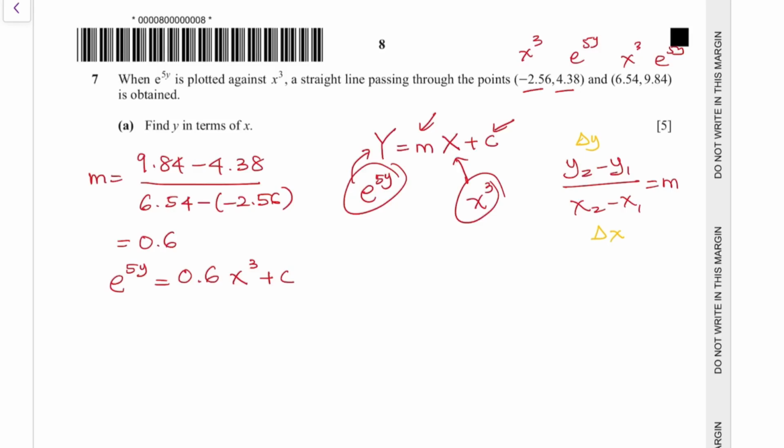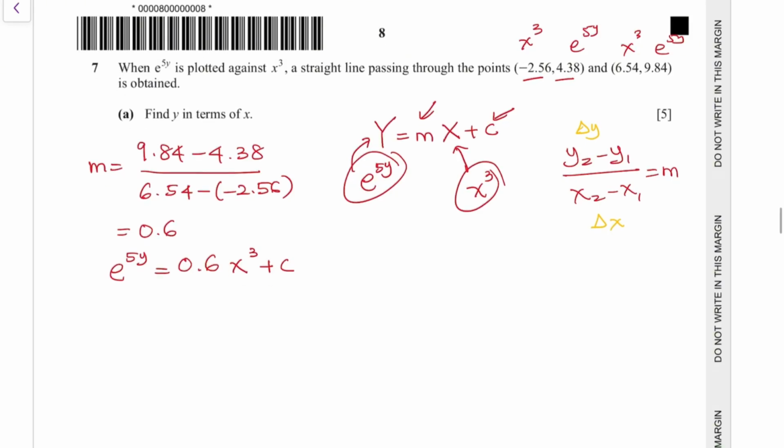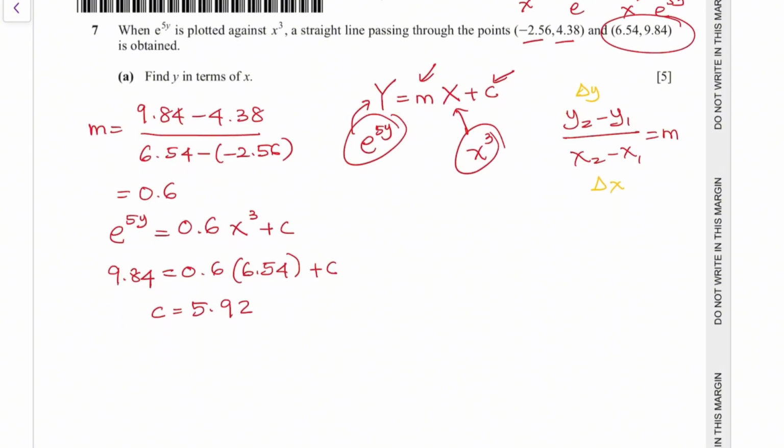Your next task is to find out the c. And how do you do that? You will be able to do so when you substitute any of the coordinates you have there. So let's say I want to use my second coordinate over here. My e to the power of 5y would be 9.84, which is equal to 0.6, and x cubed there is going to be 6.54 plus c. Then you will find that your c is 5.92. You've got your equation already, which is e to the power of 5y is equal to 0.6 x cubed plus 5.92.